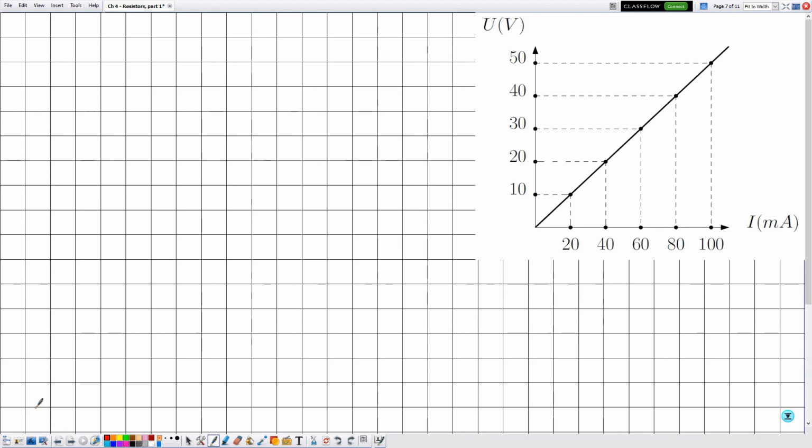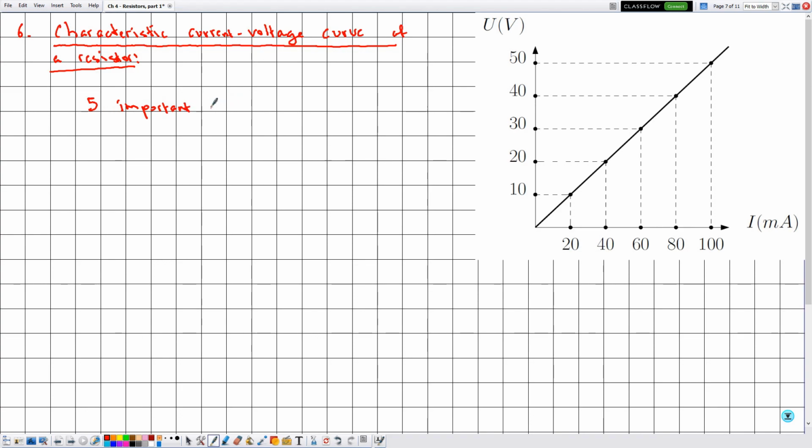Now we have reached section 6, which is given by the characteristic current voltage curve of a resistor. Then 5 important things to notice.